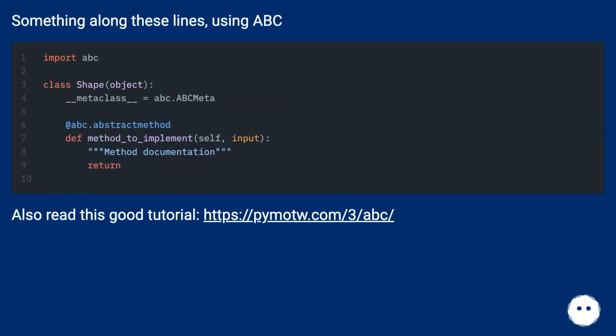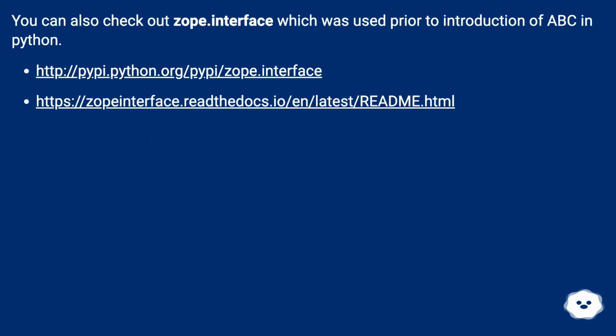Something along these lines, using ABC. Also read this good tutorial, this URL. You can also check out zope.interface, which was used prior to the introduction of ABC in Python. This URL.